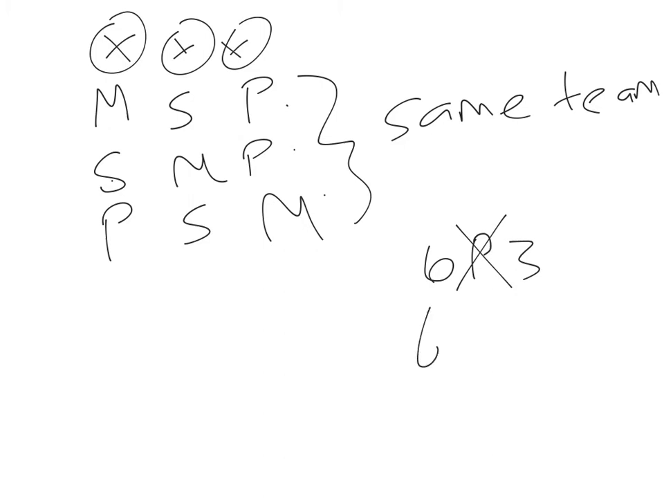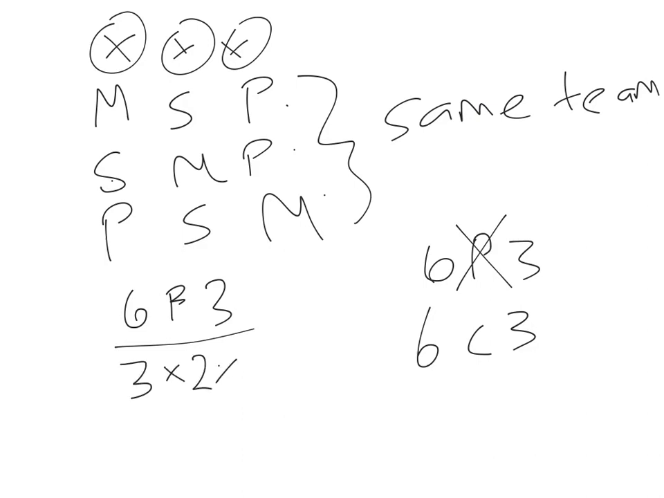So what C does, C is the same as P, but it gets rid of all of the double ups. And the amount of times it doubles up, you don't really need to know this, but the way this works, it does 6P3, and then it gets divided by the number of ways I've repeated these things, which is 3 times 2 times 1. That just works out, basically.